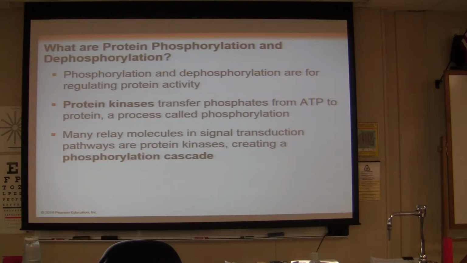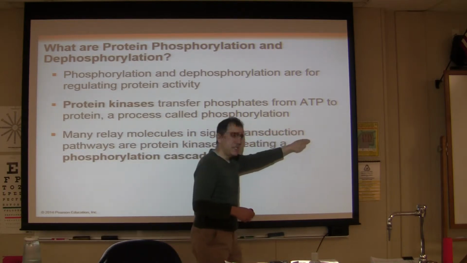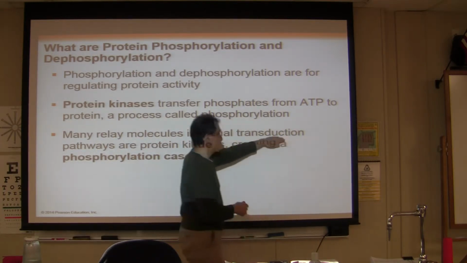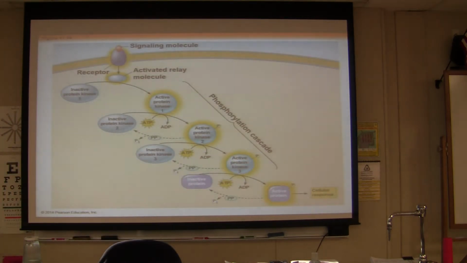That's what happens. Many relay molecules in signal transduction pathways are protein kinases, creating a phosphorylation cascade. Again, signal transduction. Did I talk about transduction in here? It's just like a chain of events. Oh, yeah, I did talk about it here. Molecule A becomes B, molecule B becomes C, molecule C becomes D. That's what transduction is. Okay, so here they are.